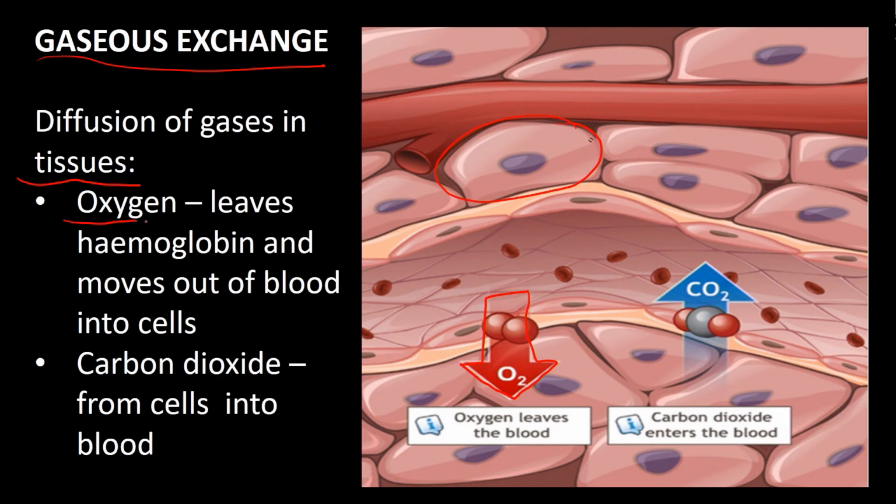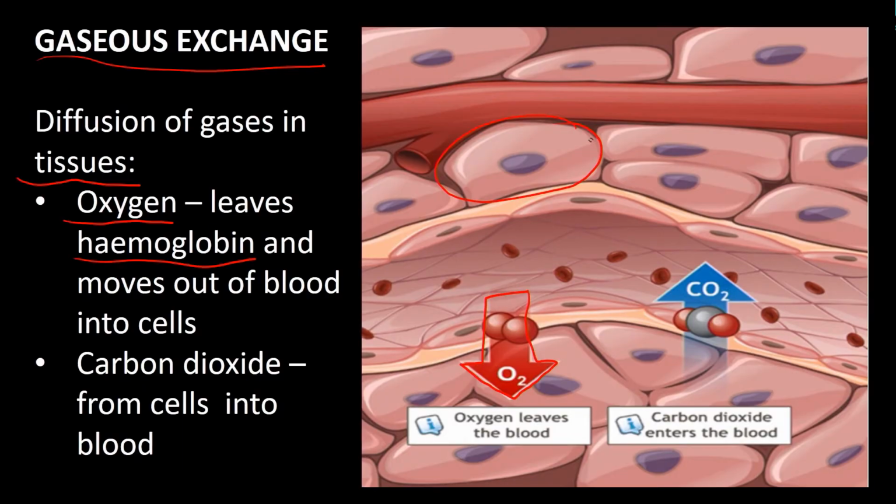Okay, so the oxygen leaves the hemoglobin and moves out of the blood into the cells, and very often questions on this are linked to, well, what happens to the oxygen after it's in the cells? And there are often links between gaseous exchange here and cellular respiration, which is happening inside the cells to give them energy. Remember, this is by diffusion, so it's all from a high concentration in the blood to a low concentration in the tissues.